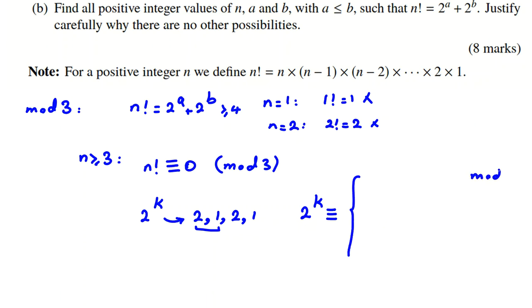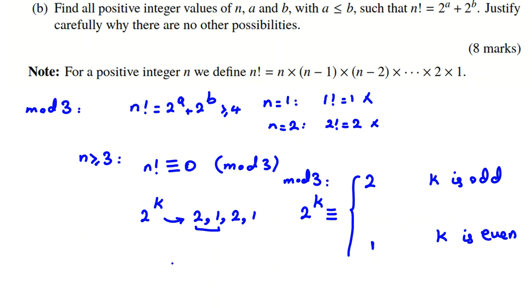So we can say 2 to the k mod 3 is, let me write it here, mod 3. It is 1 under what condition, and 2 under what condition? If k is odd, we can conclude it is 2. If k is even, we can conclude it is 1. By the period, also with modular arithmetic, we can prove it.